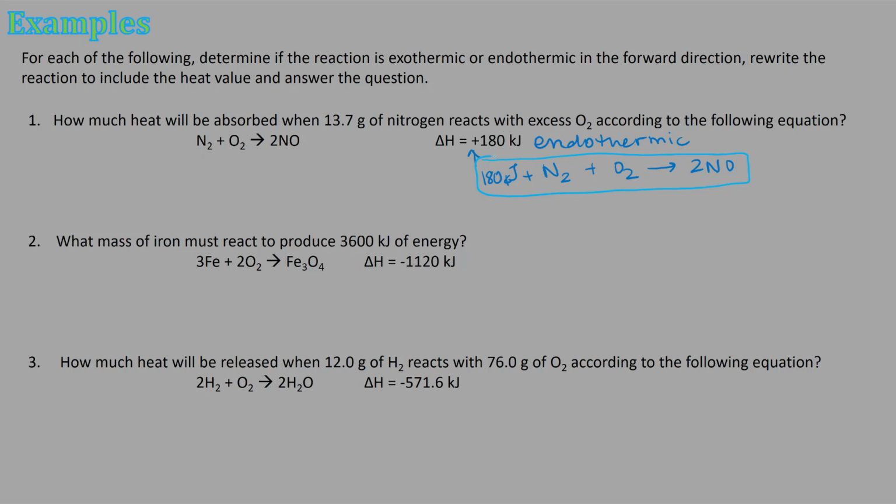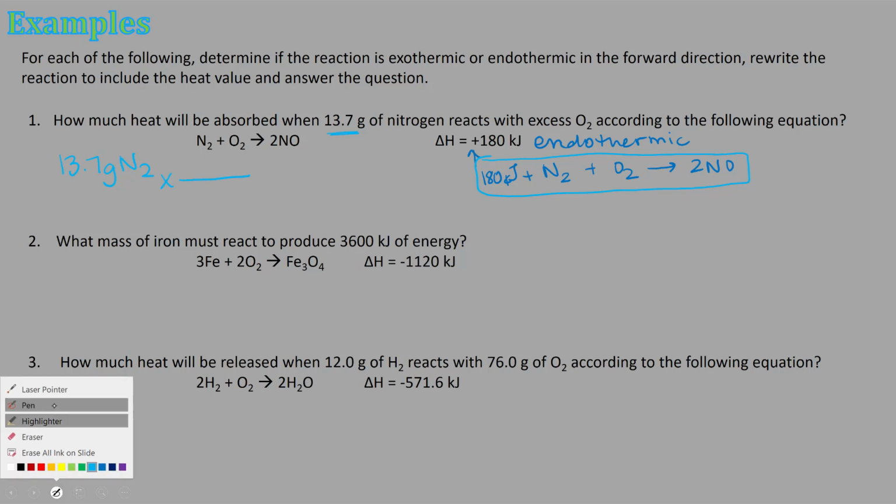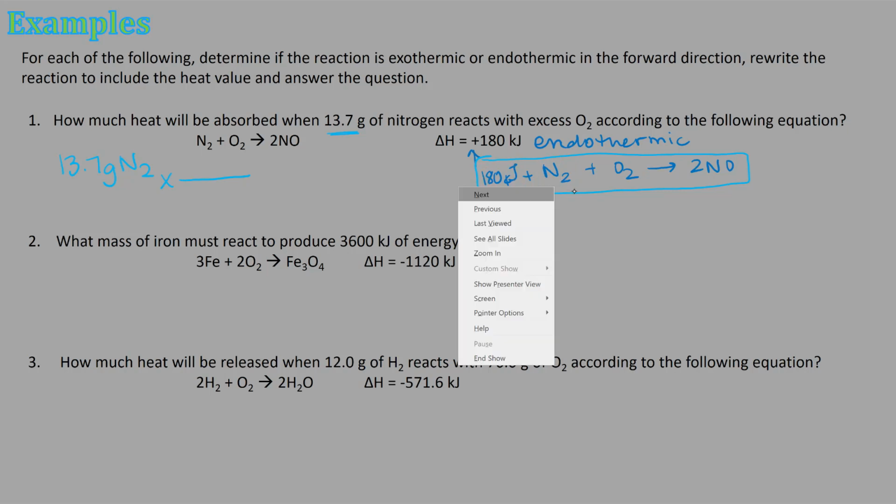All right, so now I can find this value. I have 13.7 grams of nitrogen, so I'm going to write that down first. And I want to know how much heat will be absorbed. So just like in a chemical reaction, when I use a mole to mole ratio, heat is a mole to mole ratio as well. I don't have a relationship between grams of nitrogen and heat. I have a relationship between moles of nitrogen and heat, because 1 mole of nitrogen reacts with 180 kilojoules of heat. So I need to get nitrogen into moles.